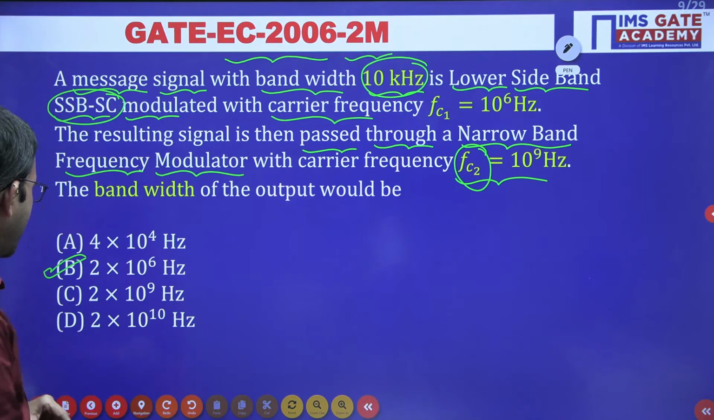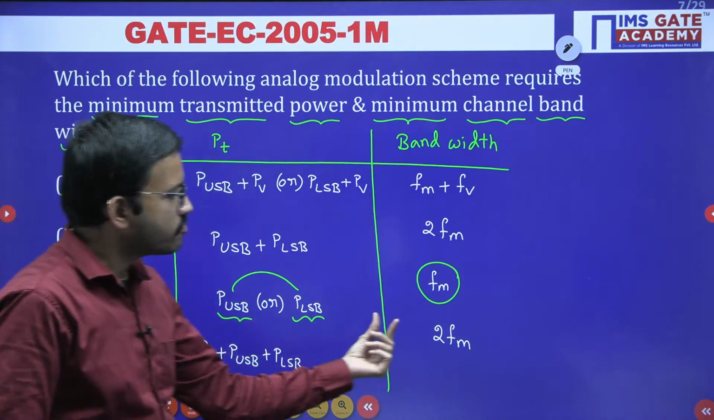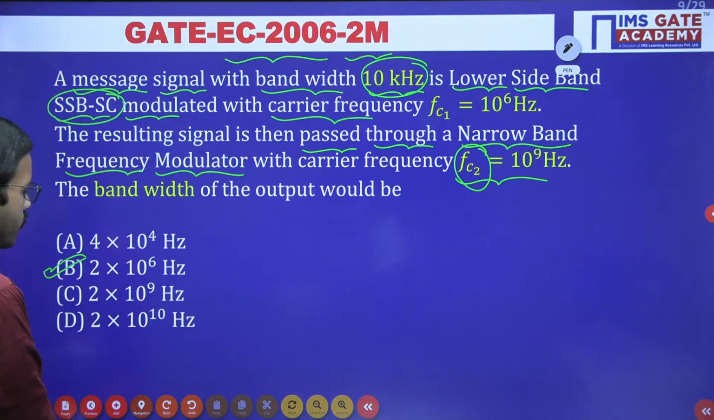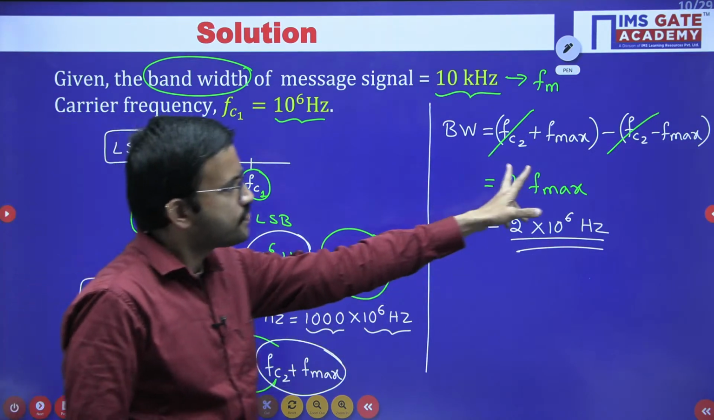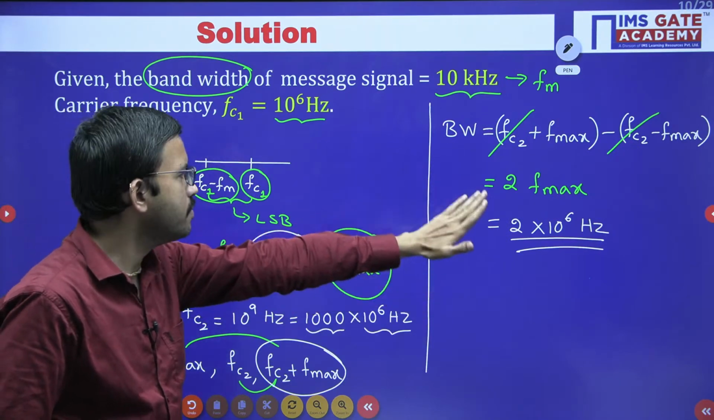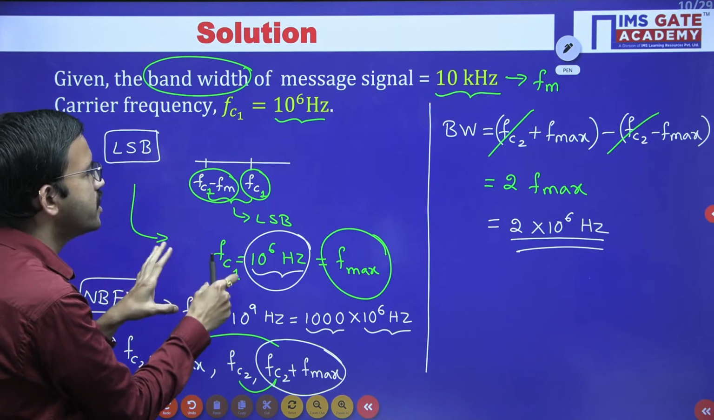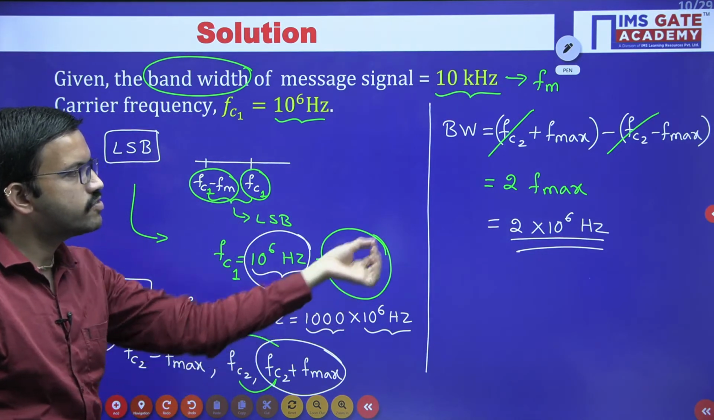Just like for AM we mentioned earlier that the bandwidth is 2 FM, in the same way for narrowband FM the bandwidth is the same, 2 times FM. But here in this question, FM is whatever the maximum frequency we have in the SSB-SC output spectrum that we got. That one we have to consider. That's all.